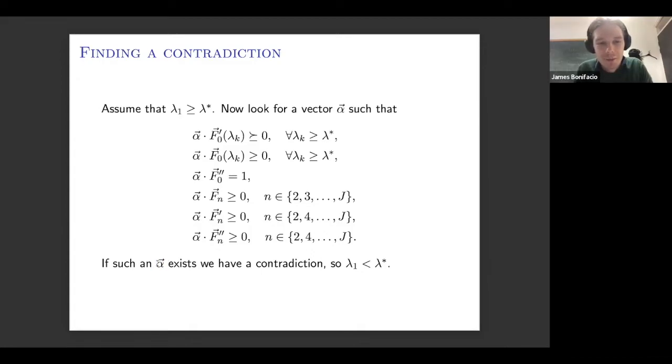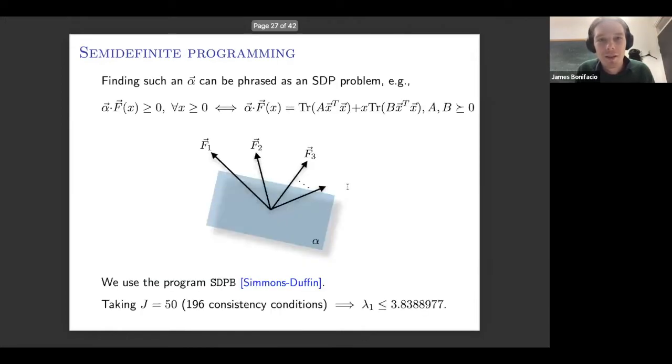Now the problem is how would you find a vector alpha like this, satisfying the system of equations? Well, this is a problem that can be reformulated as a semi-definite programming problem. And maybe I won't say too much about that, but for example, the requirement that some polynomial should be non-negative for all non-negative values of its arguments, you can equivalently phrase in terms of the fact that I can write this polynomial in some form involving matrices which are positive semi-definite. So that's where this comes in.